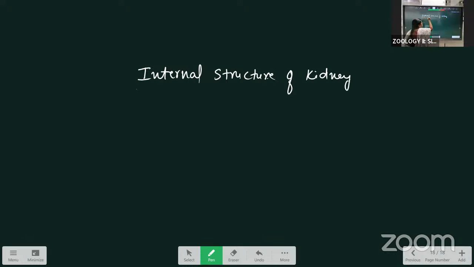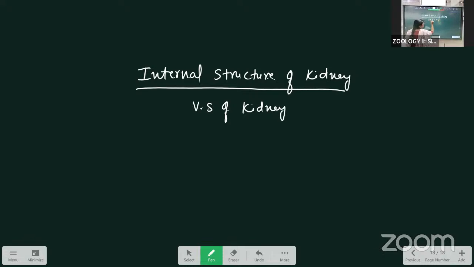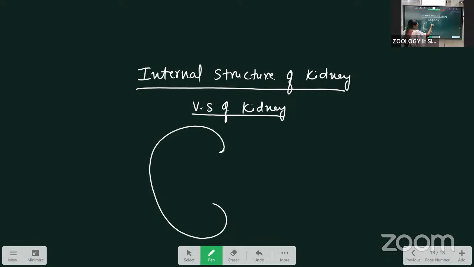Taking the VS of the kidney. Here, see this one, the diagram of the VS of the kidney, the vertical section of the kidney. This diagram is important for the SAQ, and it is also important for the LAQ.